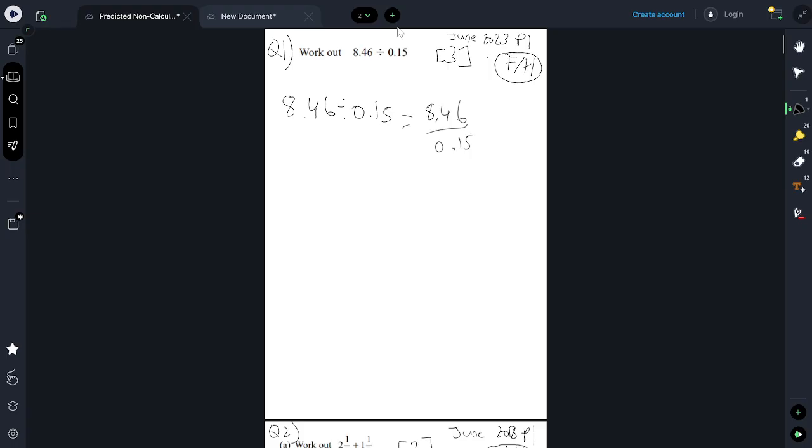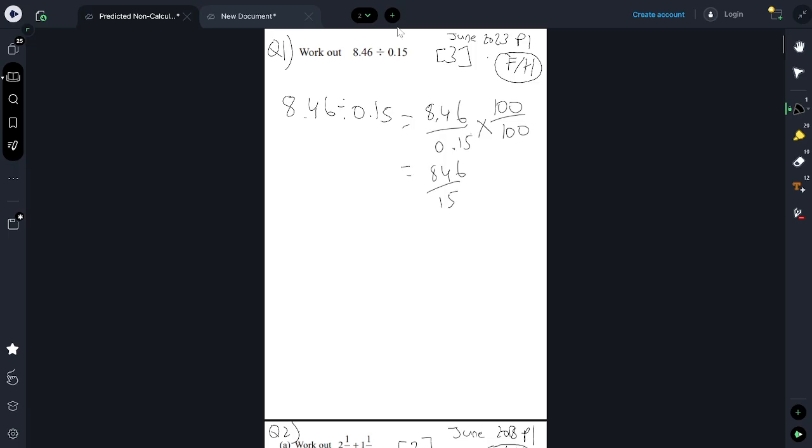So we're going to need to move this. How do we get rid of the decimals? Well, we're going to have to times by 100, right? To get rid of both of them. So we're going to have to move both of them two decimal points. And so you times top and bottom by 100, right? That goes to 846 over 15, which will make our division a lot easier. So divide with whole numbers. That's the idea with this.